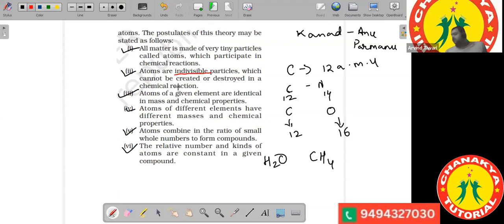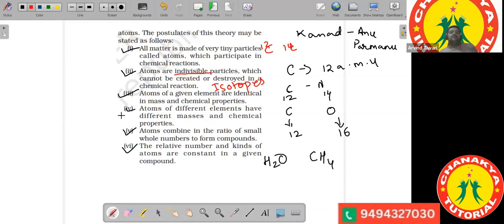Okay. So your third one, atoms of a given element are identical in mass and chemical properties. Here you give the example of isotopes. It is the existence of isotopes which proves that atoms of a given element may not be identical. For example, carbon has 2 isotopes, carbon 12 and carbon 14. They are atoms of the same element, but they have different masses.